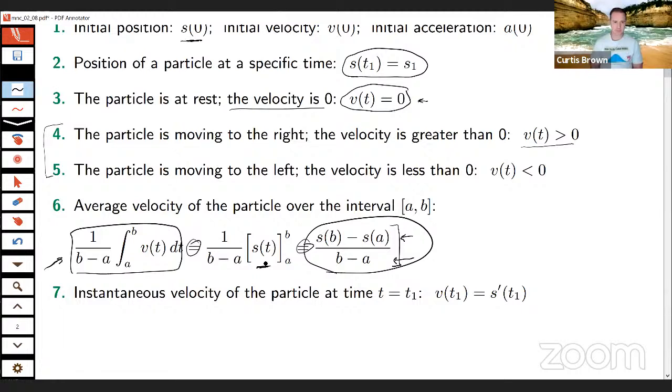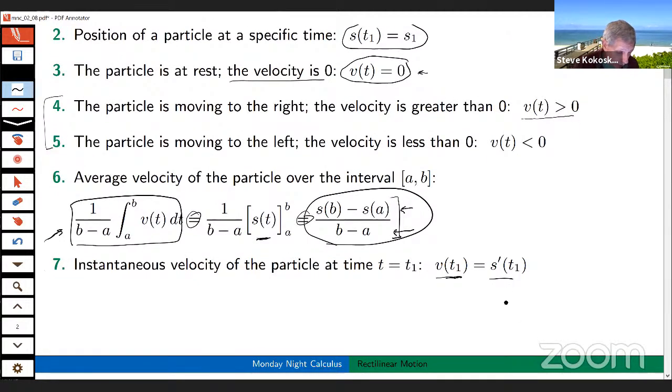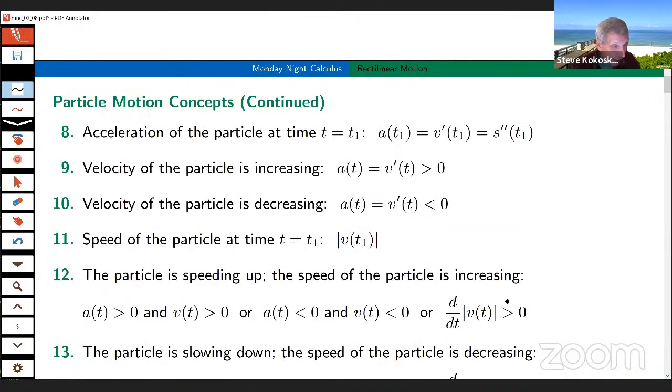Number 7, sometimes we have to find the instantaneous velocity of the particle at a specific time. Well, that's just v evaluated at t sub 1. That's the derivative, of course, of the position function. Oh, there's more. Yep, you're right. There's lots of these. Sometimes we have to find the acceleration of the particle at a specific time. Well, that's okay. We need to find or evaluate a at t sub 1. That's the first derivative of the velocity. That's the second derivative of the position function.